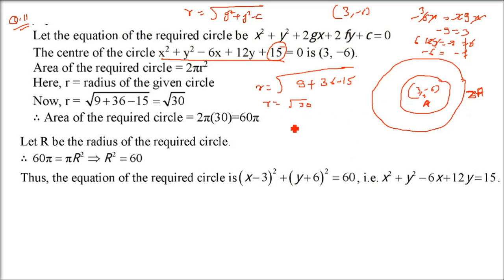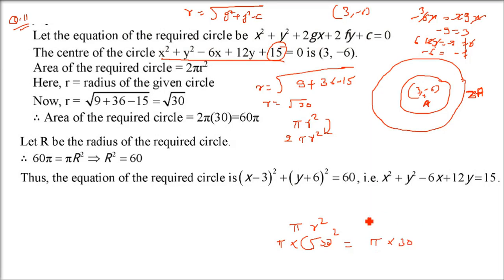Area is pi r square. So the area of the bigger circle will be twice of pi r square. Here r is under root 30, so pi r square, pi into 30. This is the area of the inner circle.